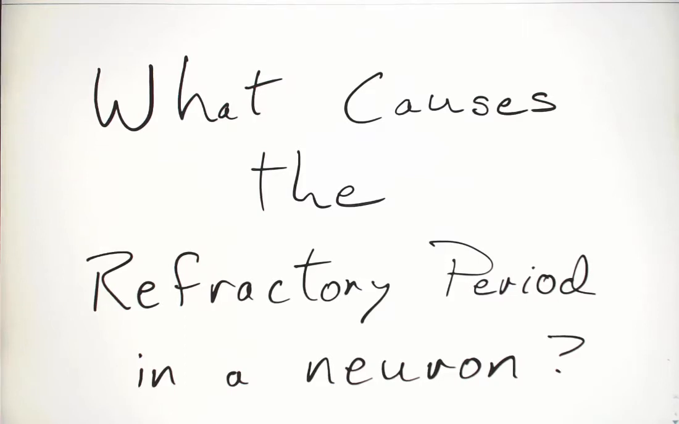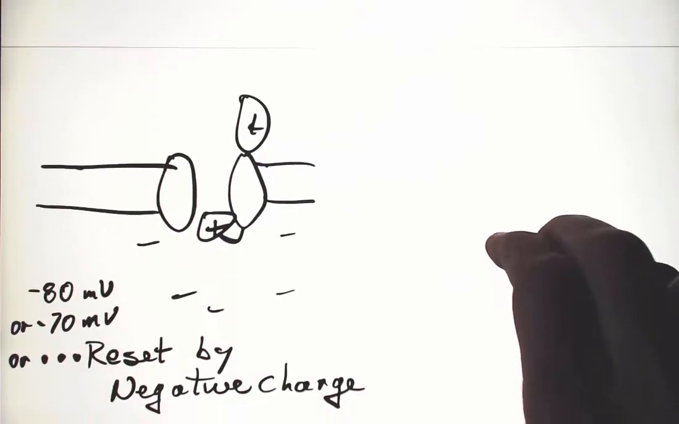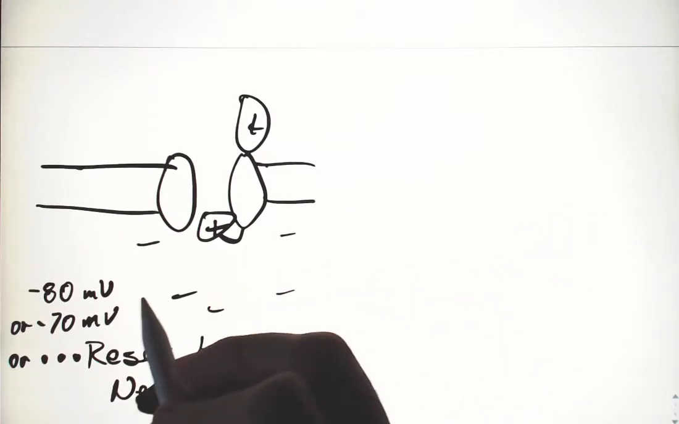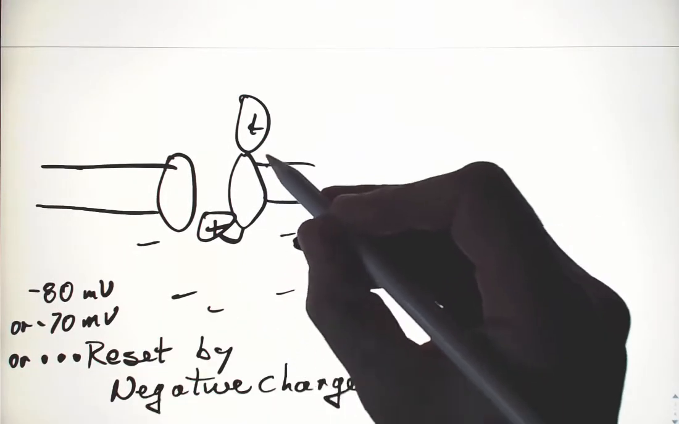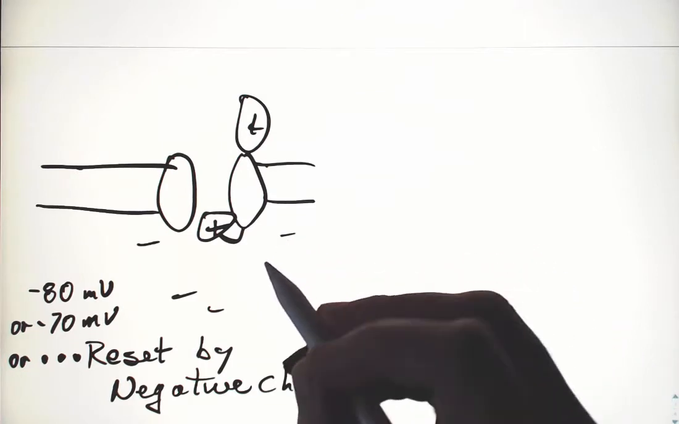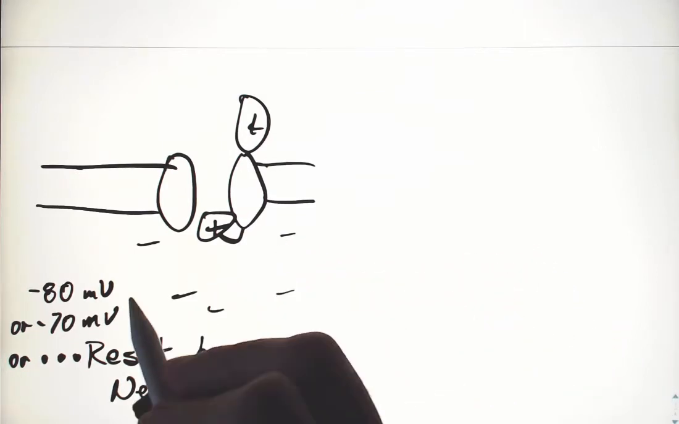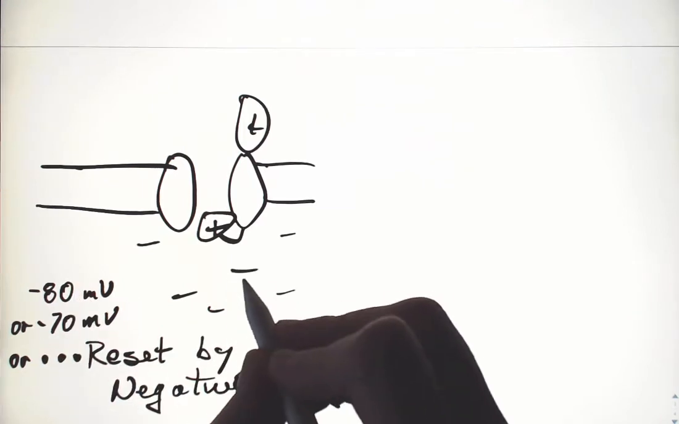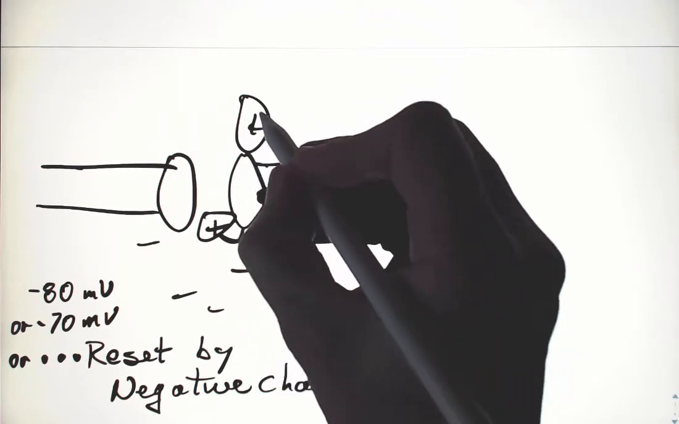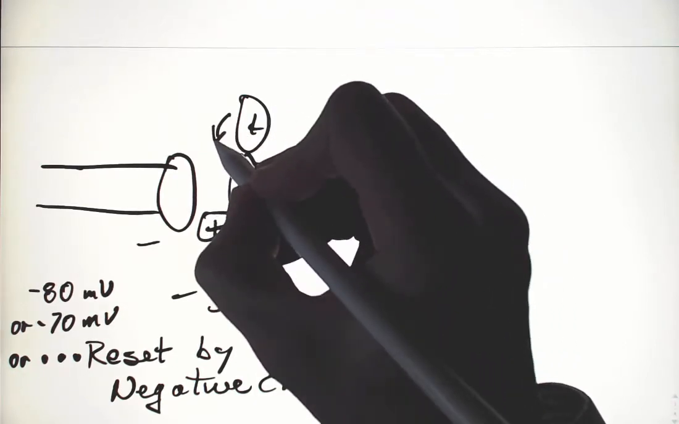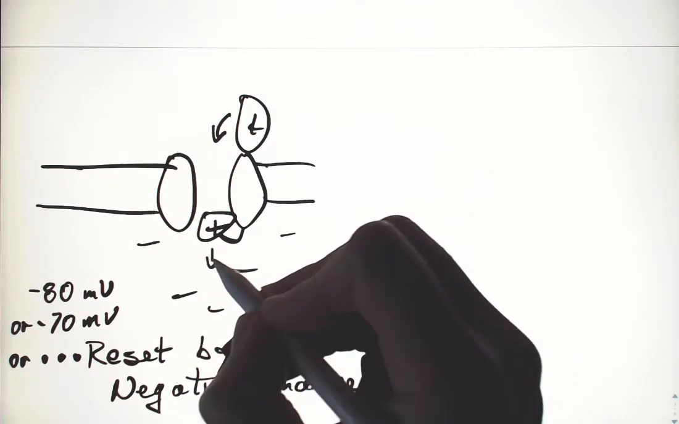What causes the refractory period after an action potential in a neuron? Negative charge is what's responsible for resetting voltage-gated sodium channels. So here's a voltage-gated sodium channel again. We're at minus 80 or minus 70. It's not the exact charge that matters, it's this negative charge inside. So the negative charge is attracting both the activation gate and the inactivation gate.